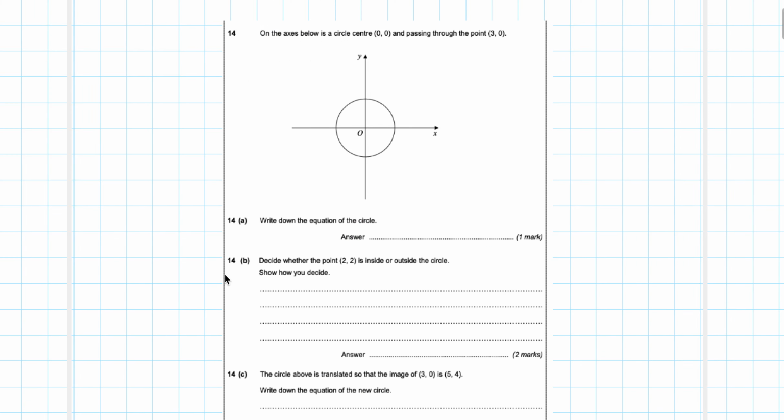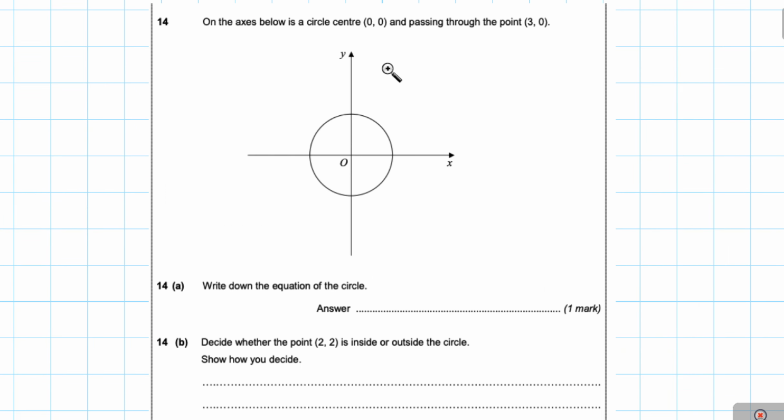Question 14, we're given on the axis below a circle centre 0, 0 passing through the point 3, 0. So we know that this point here is going to be 0, 0. We know that it passes through, so this is x, and y is 0, so we know it passes through the point 3, 0.